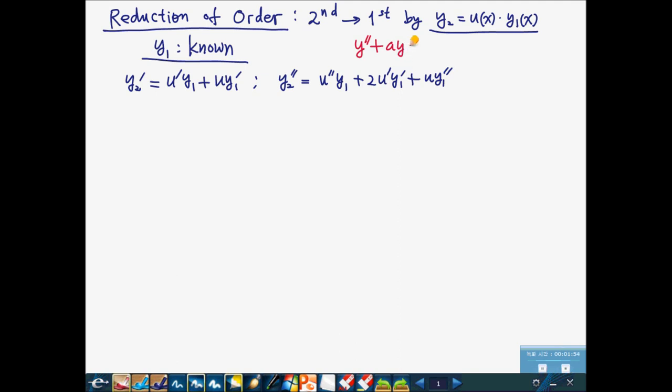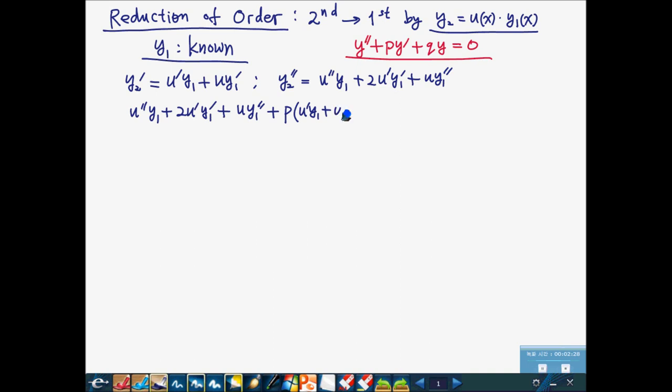Oh, sorry. y double prime plus p y prime plus q y equal 0. So in this case, we are assuming homogeneous type, okay, for simplicity, and we plug it in. So u double prime y1 plus 2 u prime y1 prime plus u y1 double prime plus p, and y prime is u prime y1 plus u y1 prime, and plus q, y is u times y1.